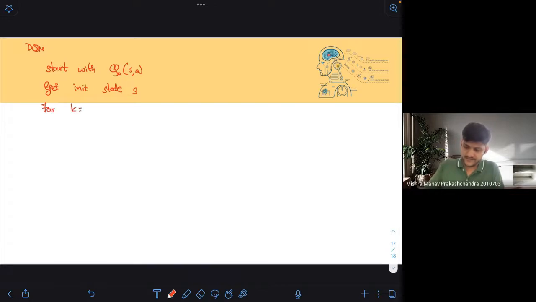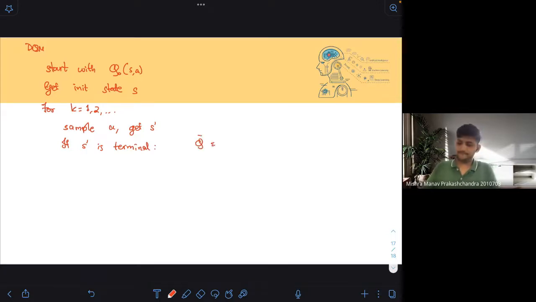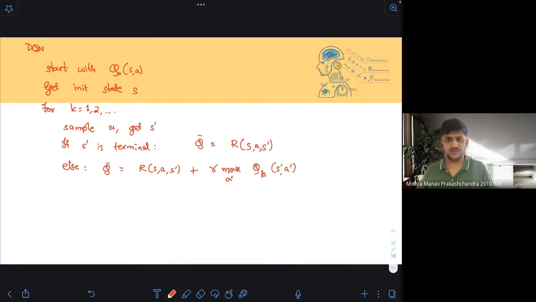Now for k equals 1 to K, you sample your action A and get the next state S prime. If S prime is terminal, then you store it, and your Q value is just the immediate reward. Else, it is your immediate reward plus the max of the next Q value. So these are all standard Q learning updates that you're doing.